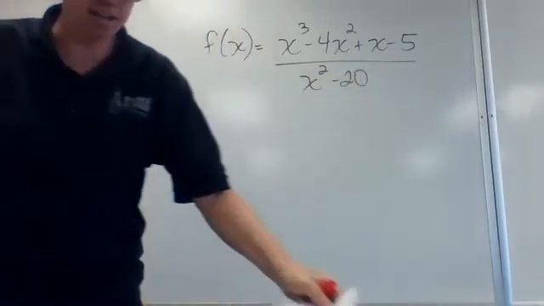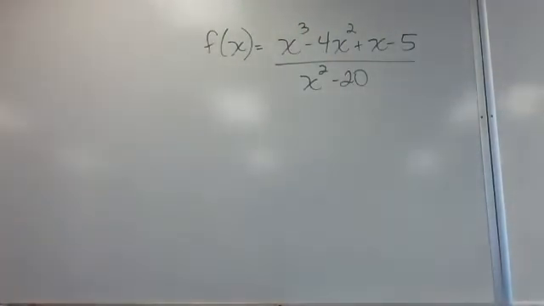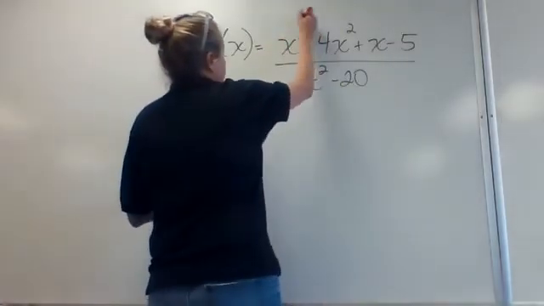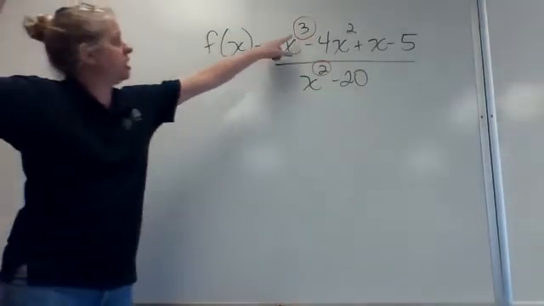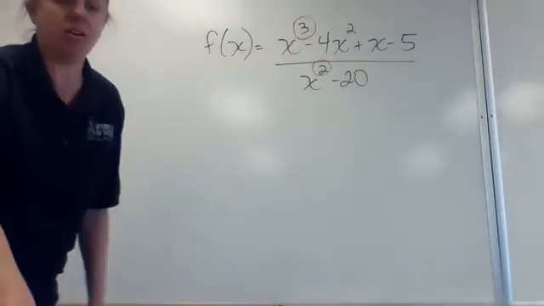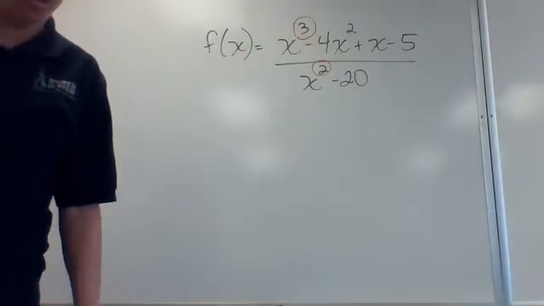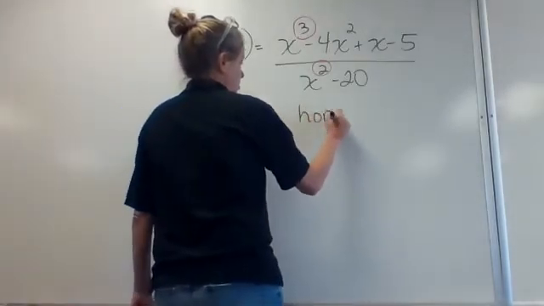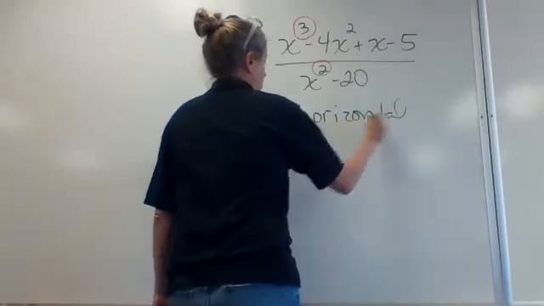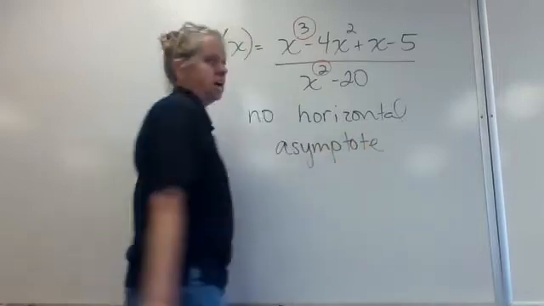All right, let's find where the horizontal asymptote is for this one. The degree of the top is 3, the degree of the bottom is 2. So the numerator is greater than the denominator, which is case B, right? If the numerator is greater than the denominator, there is no horizontal asymptote.